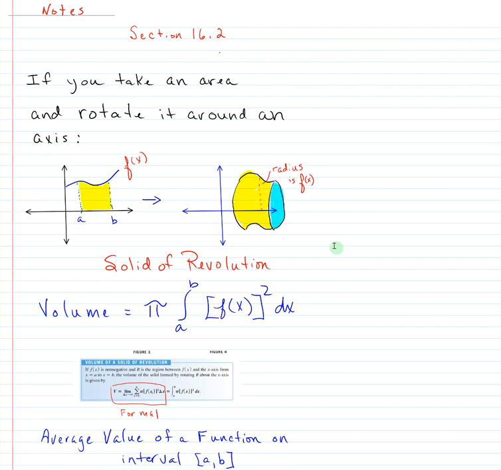This is section 16.2, and we're going to talk about volumes. And so we've got a couple of formulas that we need to learn. So the idea of the volume is a solid of revolution. So if you take an area and you rotate it around an axis, so if we have this curve and we were talking about the area underneath it between a and b, and think about if you just took that and swung it around the axis, it would create a solid.